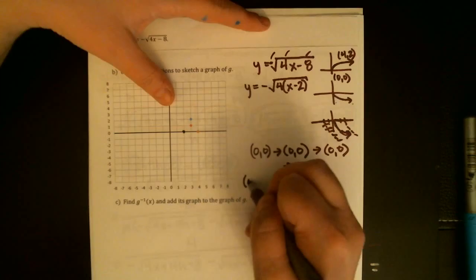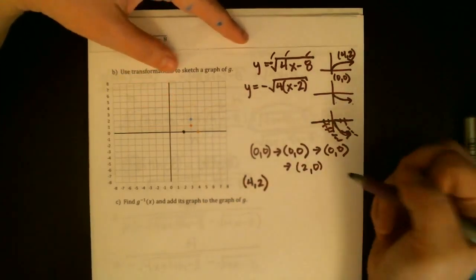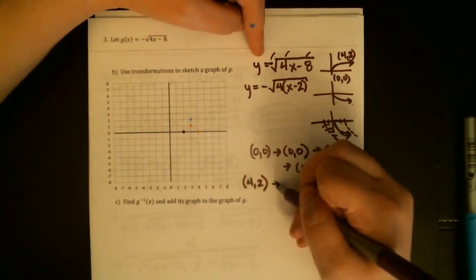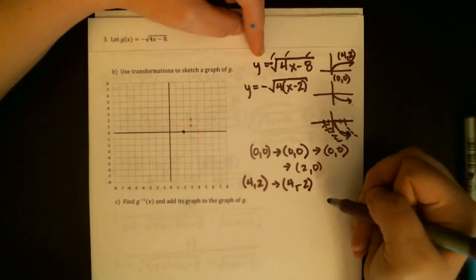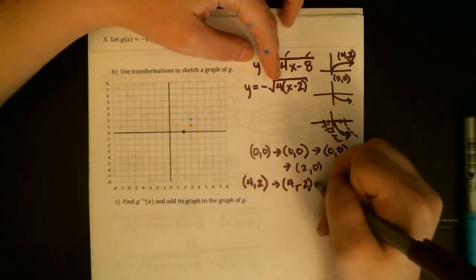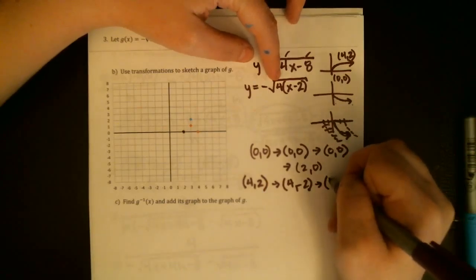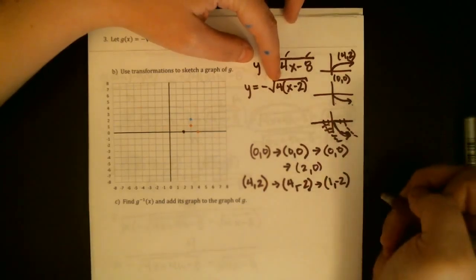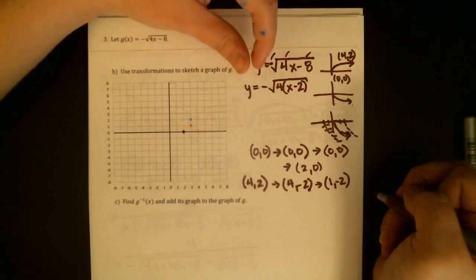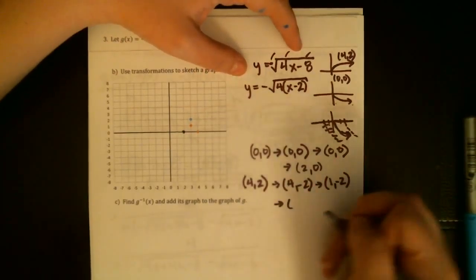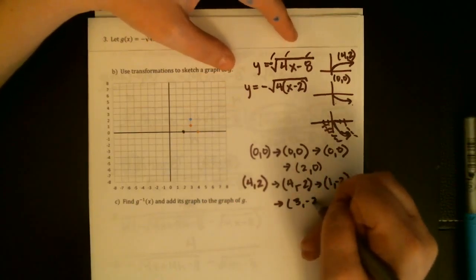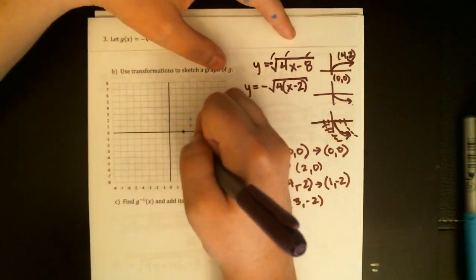If we then follow 4, 2, we flip, it ends up at 4, negative 2. We compress, it ends up at 1, negative 2. So we're dividing all of our x's by 4, scrunching everything towards the y-axis. And then we shift right 2, and it ends up at 3, negative 2.